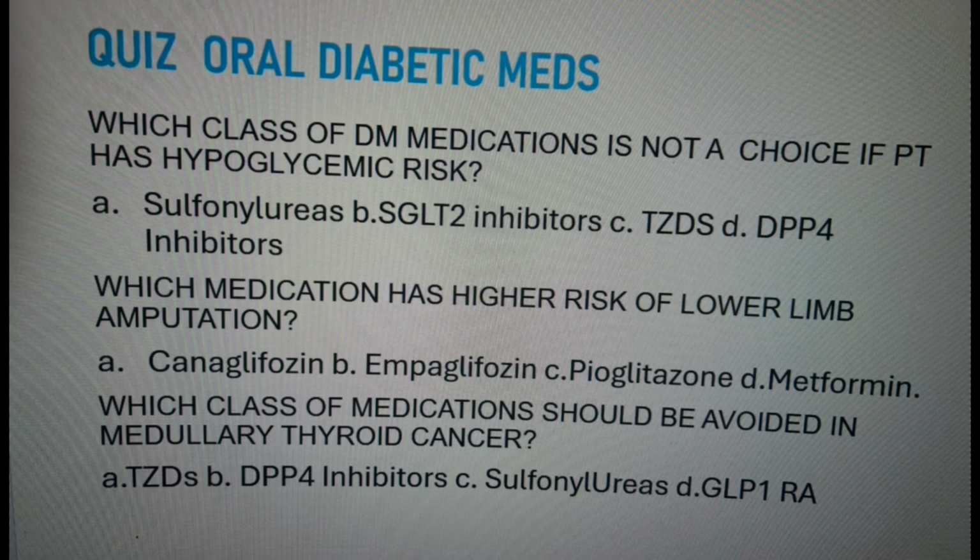Next, I'm sure you have all the answers, right? Which class of diabetic medication is not a choice if the patient has hypoglycemic risk? The answer is A, sulfonylureas. Next question, which medication has high risk for lower limb amputation? The answer is A, canagliflozin. Third question, which class of medication should be avoided in medullary thyroid cancer? The answer is D, GLP-1RA or GLP-1 receptor agonist.